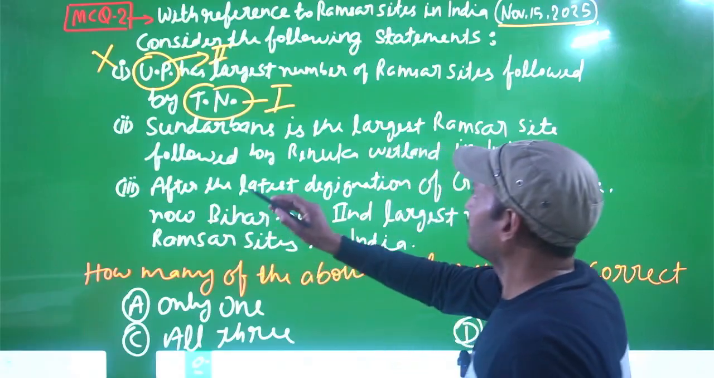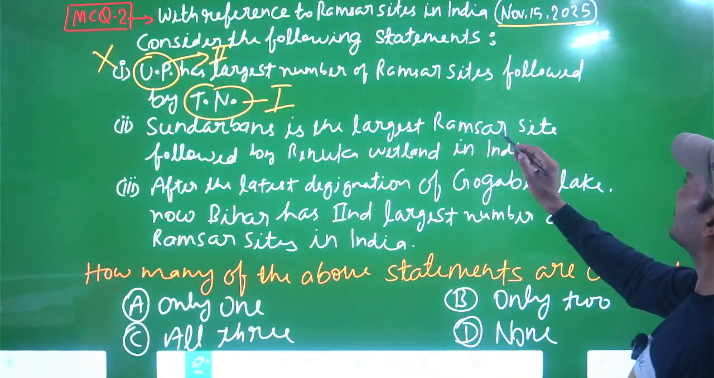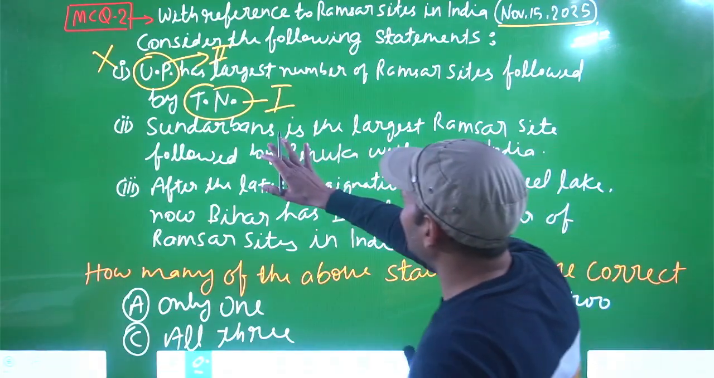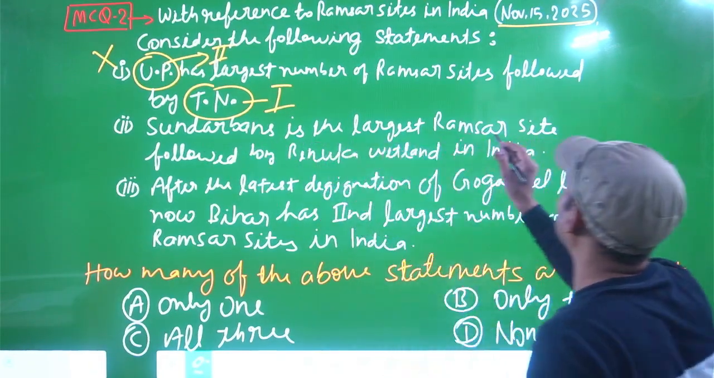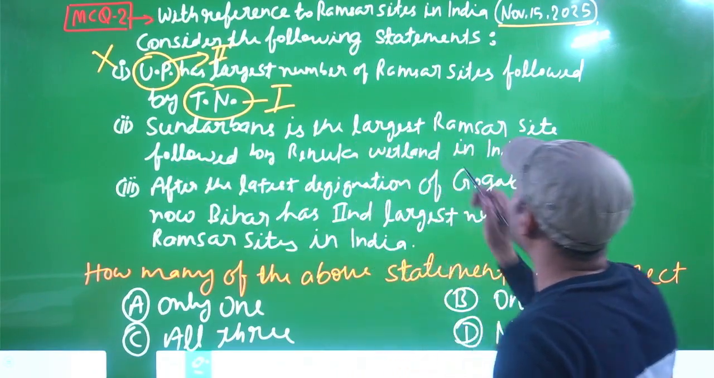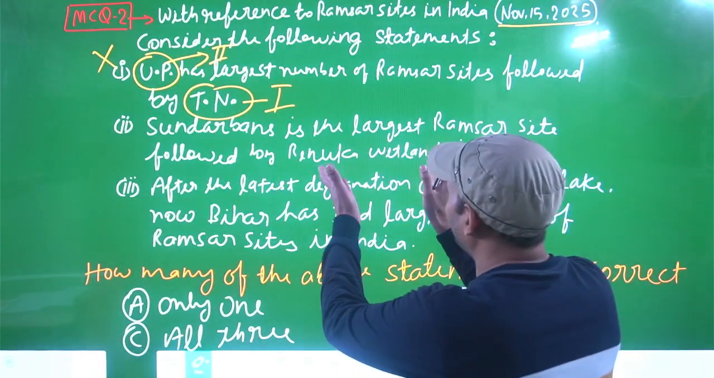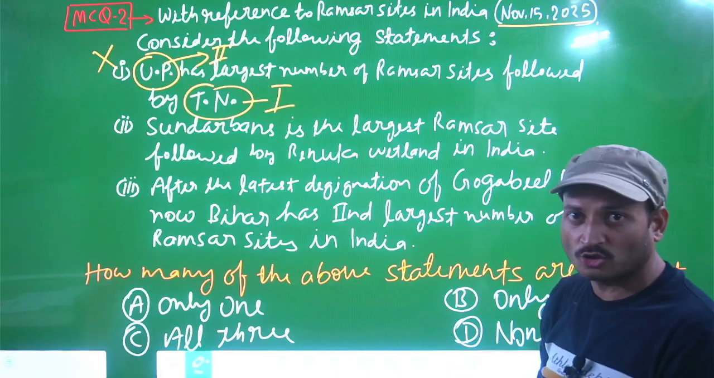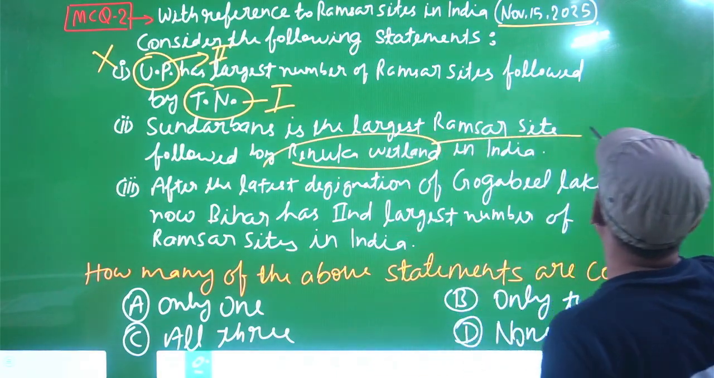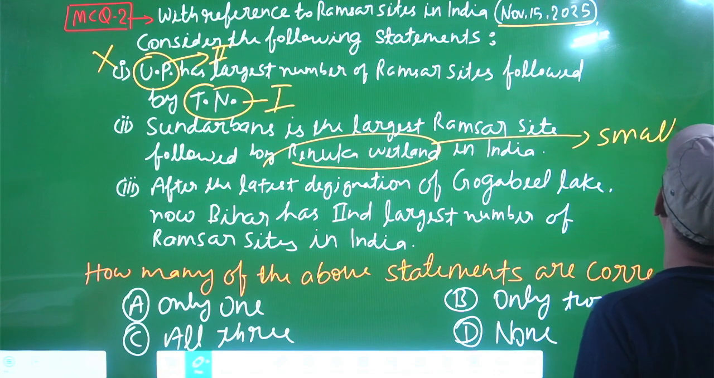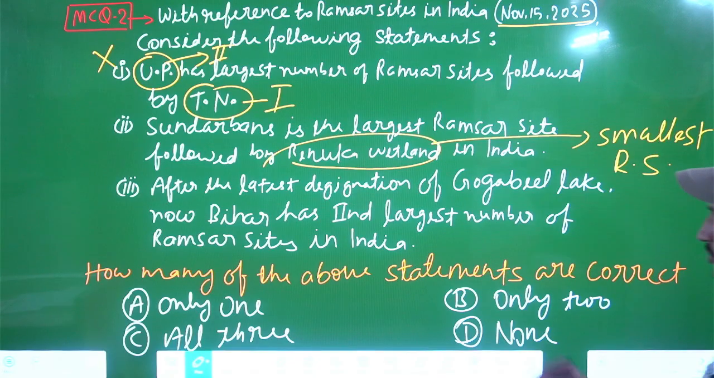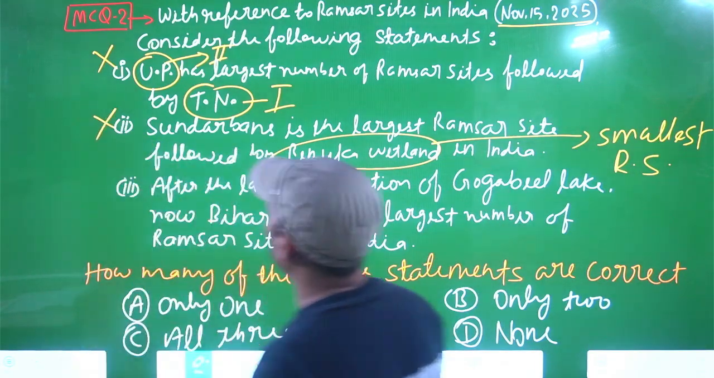Coming to the second statement, Sundarbans is the largest Ramsar site, followed by Renuka wetland in India. Half the statement is correct. Sundarbans is the largest Ramsar site. But the next part of the same statement says followed by Renuka wetland, meaning Renuka wetland is the second largest Ramsar site. Is it so? No. Renuka wetland is the smallest Ramsar site in India. So it means the second statement is also incorrect.